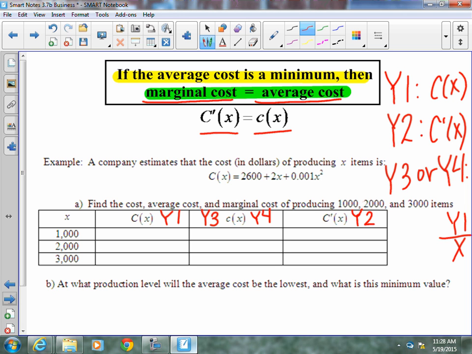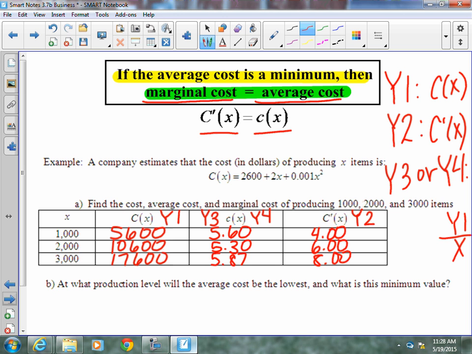So if we plug these numbers in, we get 5,600, 10,600, 17,600, we get 5.60, 5.30, 5.87, and we get $4, $6, $8.